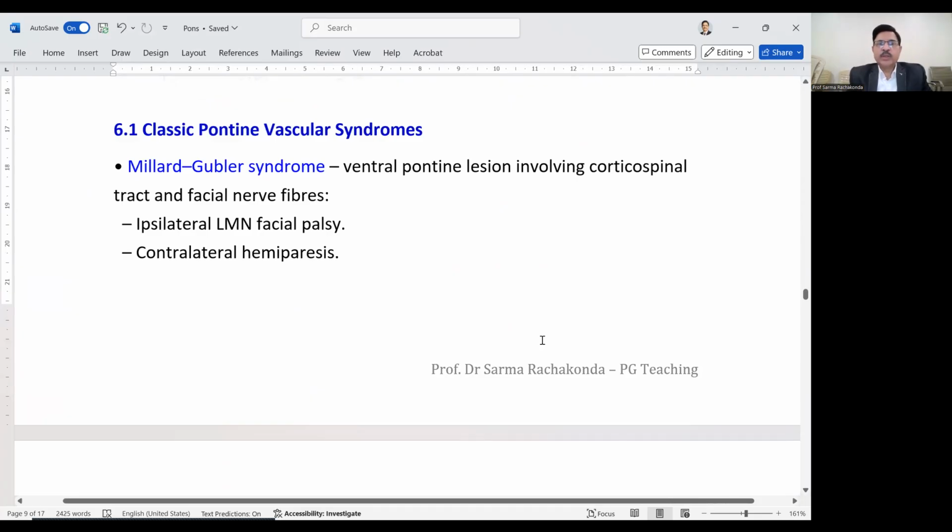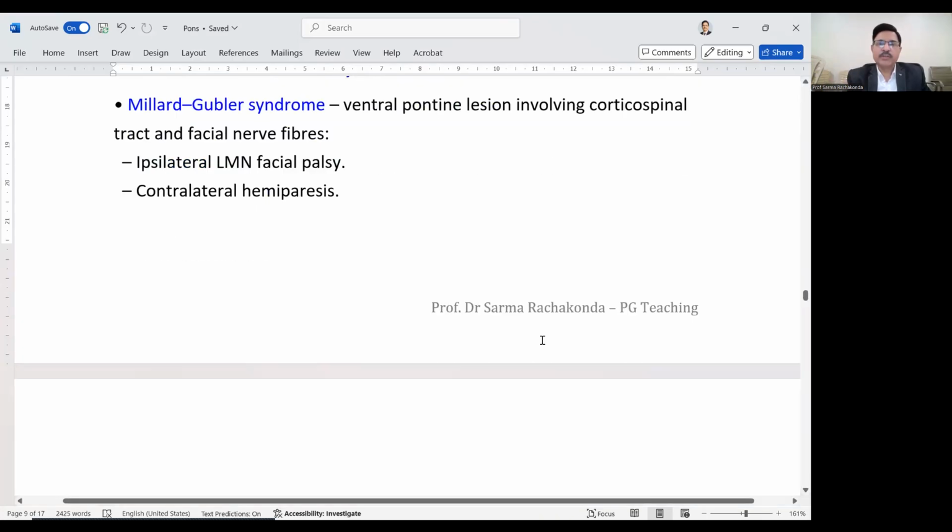Millard-Gubler syndrome. You will be asked about these things, no doubt about that. What is Millard-Gubler syndrome? It is a ventral pontine lesion involving the corticospinal tract and the facial nerve fibers. What will happen? Ipsilateral lower motor neuron paralysis of the face and contralateral hemiparesis. Ventral pontine vascular syndrome: corticospinal tracts are involved, with ipsilateral lower motor neuron facial palsy and contralateral hemiparesis.